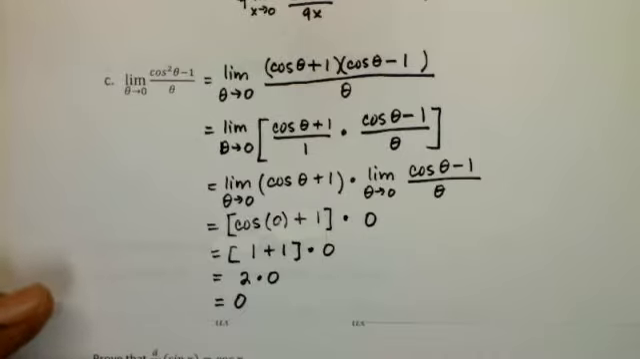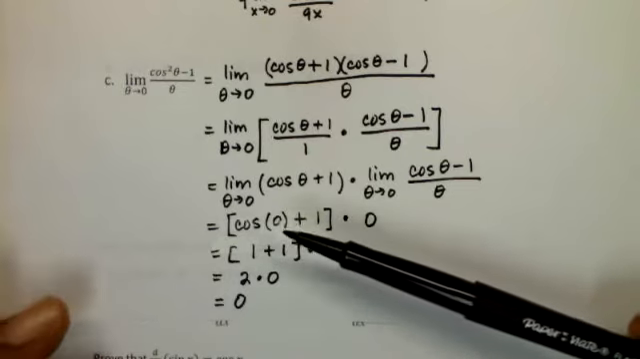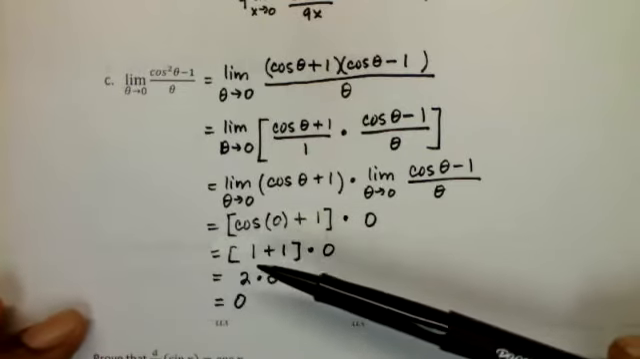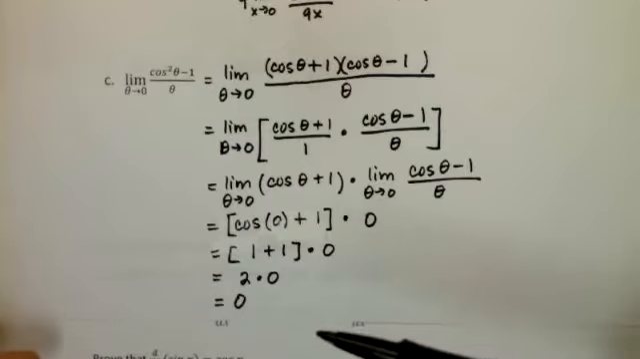Okay. Now for cosine theta, you have to refer back to chapter 1 when we talked about the unit circle. Because x is always going to be the cosine theta. x will always be your cosine, y will be your sine.